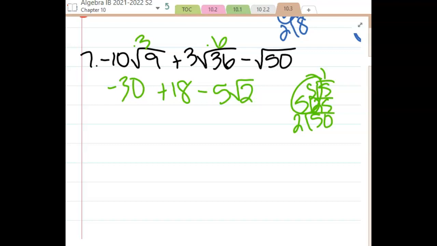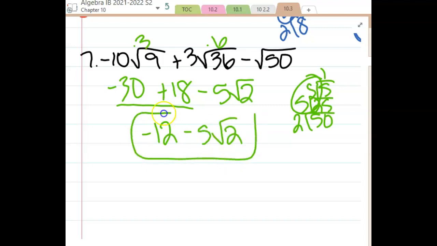Now the only thing I can combine here is going to be those two numbers there. Because just like if this was negative 30 plus 18 minus 5x, that minus 5x is the only x. This is the only square root of 2. It cannot be combined with the rest of these. So we would take negative 30 plus 18, which would be negative 12 minus 5 square roots of 2.